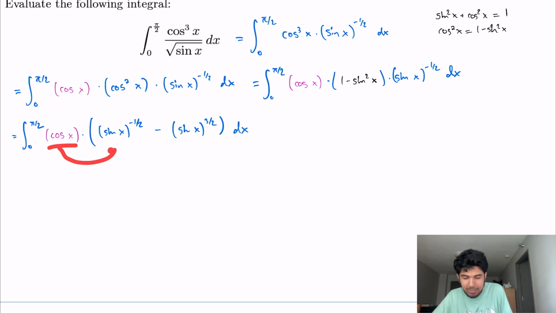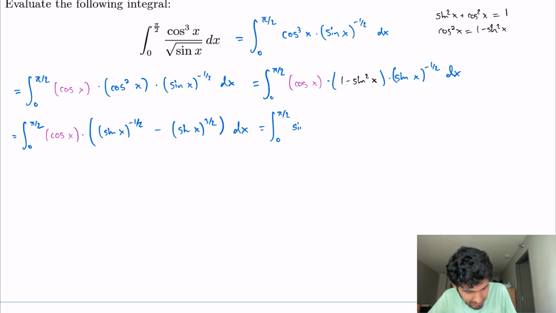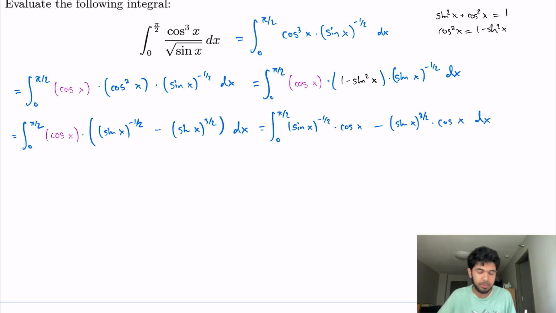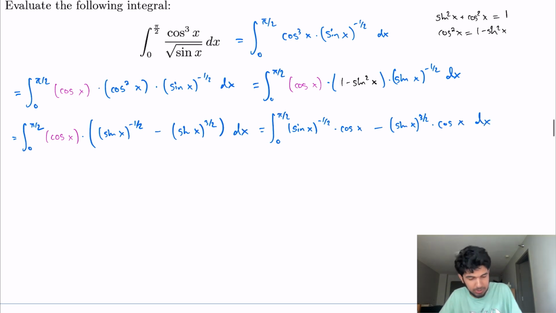And now we'll multiply this cosine of x term into both of these and see what we get. The integral from 0 to pi over 2, we have sine of x to the negative 1/2 times cosine of x minus sine of x to the 3/2 power times cosine of x dx. And we can split this integral into two, so we'll add in this dx, put a minus sign, and add the integral, and that's equivalent. Now we have these integrals to work with, and this should be a little bit nicer.